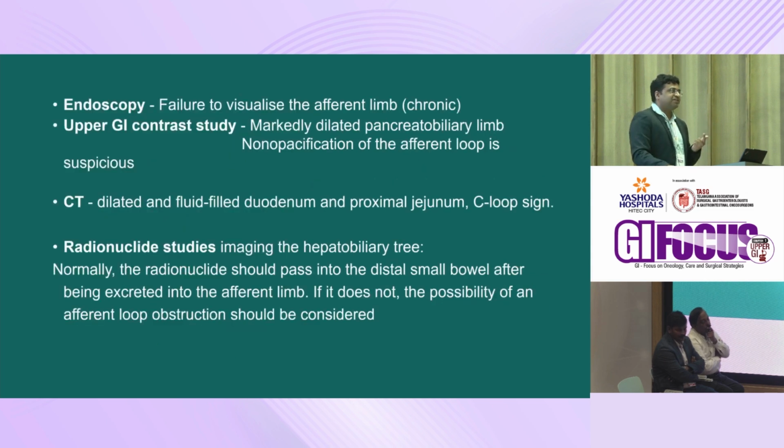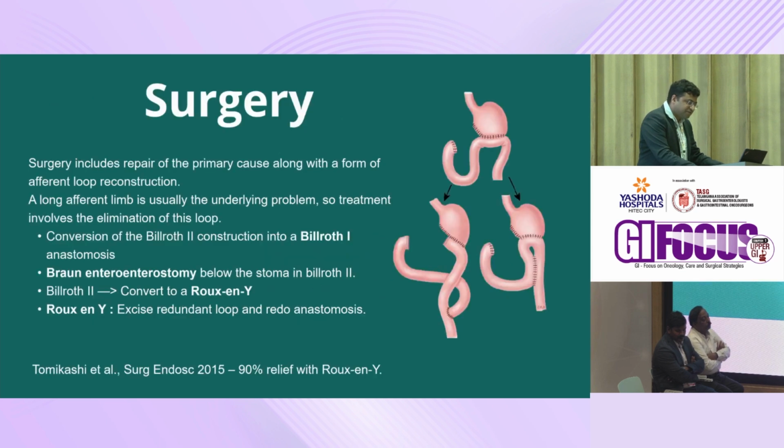So, most of the internal herniations can be corrected, or you can convert it into a Roux-en-Y anastomosis. For diagnosis, you can use an upper GI contrast study, endoscopy, CT, or any imaging like CT with oral contrast. What can you do? You can convert a Billroth 2 into a Billroth 1, very rarely done. Commonly what we do is convert it to a Roux-en-Y. Okay? You just staple it, bring it down, create an anastomosis.